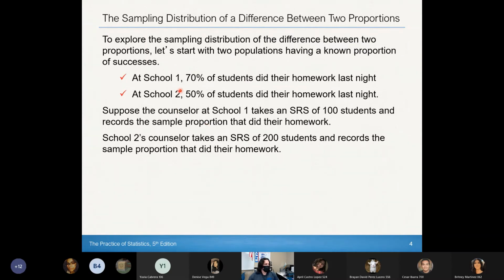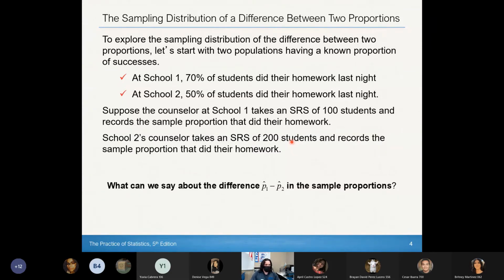All right, so at school 1, 70% of students did their homework last night, and at school 2, 50% of students did their homework. Right, and these are within the population. Suppose the counselor at school 1 takes an SRS of 100 students and records the sample proportion that did their homework. School 2's counselor takes an SRS of 200 students and records the sample proportion that did their homework. Notice that we don't need the same size sample. N1 and N2 don't need to be the same.